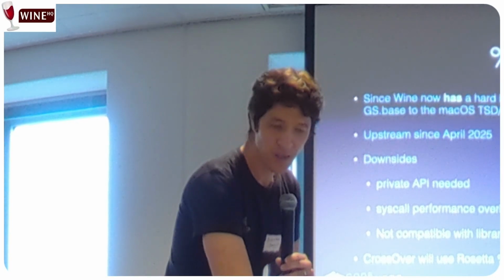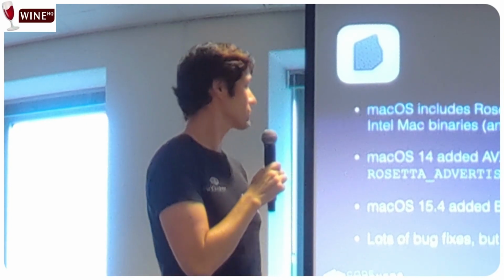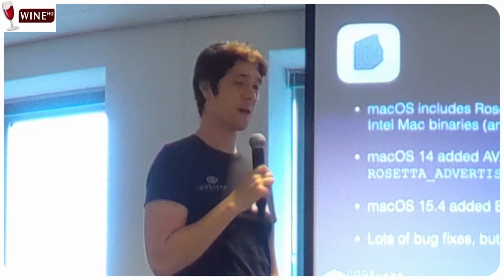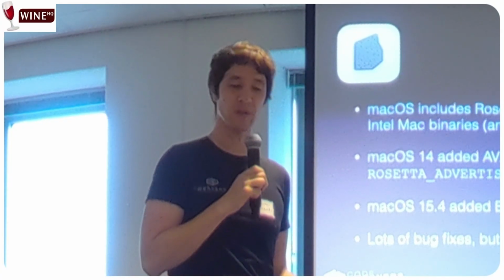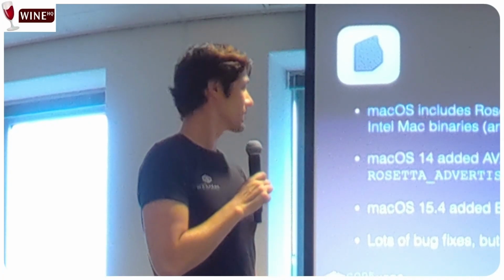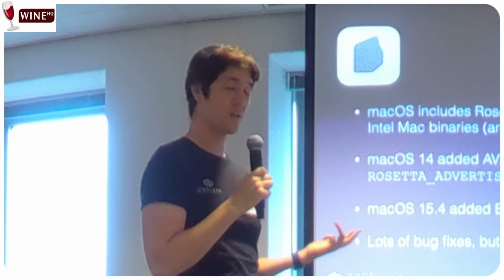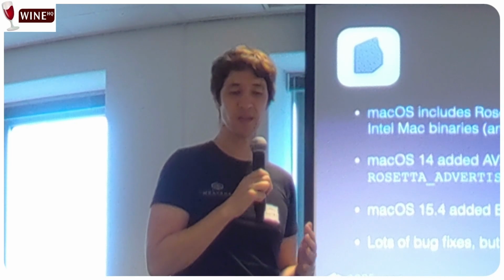So I mentioned Rosetta a few times. Rosetta is the system level translator emulator on ARM64 Macs to run 64-bit Intel Mac binaries. And if they set up 32-bit code segments, it can run those as well. And it emulates the whole process, generally transparently. There have been some improvements. macOS 14 added AVX and AVX2 support, although if you need it to show up in CPUID, you have to set an environment variable.